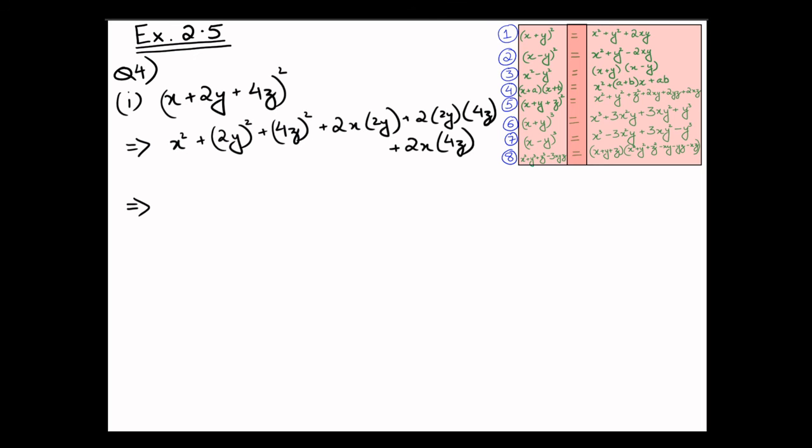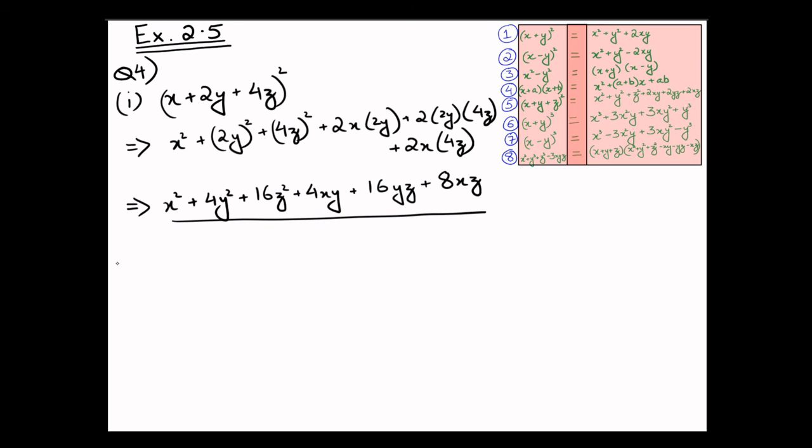And just expanding all of these and opening the brackets, I get x square plus 4y square plus 16 z square plus 4xy plus 16 yz plus 8 into xz. That gives us the solution.